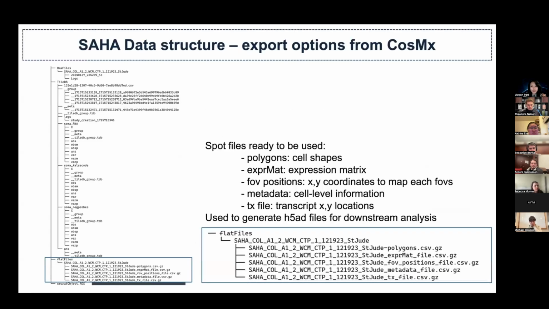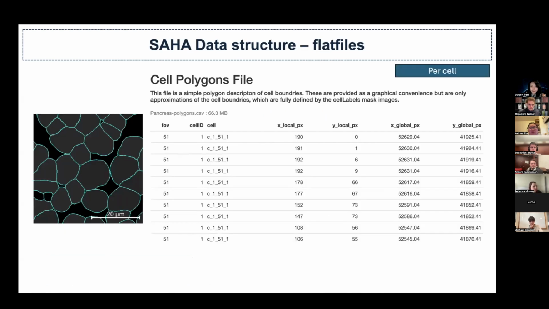CosMx also allows you to get the data decoded into flat files, which is super handy to use. Basically, a spot file in CSV format ready to be used, polygons, expression matrix, XY coordinates, cell-level metadata, and transcript XY locations. I will go over in depth what they are, what they look like, and how the data structure is formed in the demonstration.